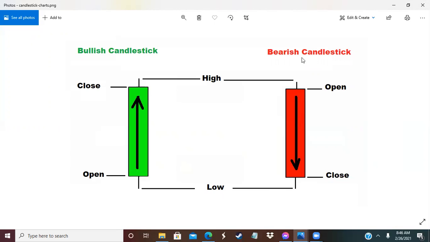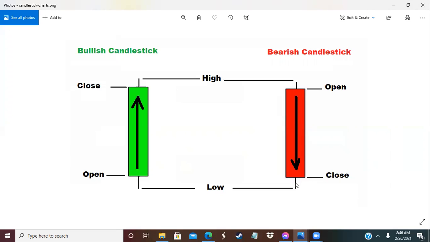Now, the same thing is happening on the bearish candlestick, just in the opposite direction. This is the open. All right, this is 9:30 in the morning. This is where this bad boy started. It was a bad day. Price goes down. This is where it closed. At 4 p.m., this is where the stock was. All right, so this is the open. This is the body of the candle. This is the close. Then you got your wick here.